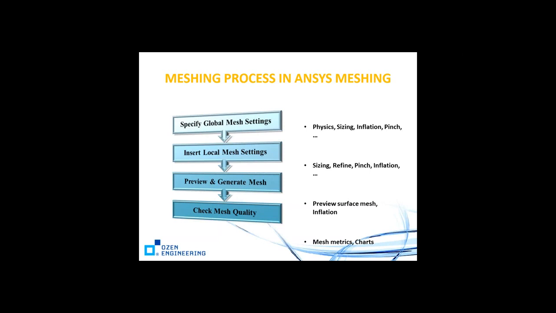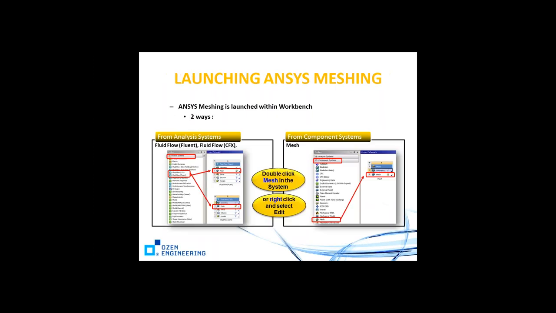So what we are going to talk about here is ANSYS Meshing in Workbench. And as you know, the procedure is really when you go into ANSYS Meshing, you specify global mesh settings, then you can specify local mesh settings, and then you generate the mesh, and then check the mesh quality. After the mesh is done, you may want to check for mesh quality, and ANSYS enables you to do all that within the mesh module.